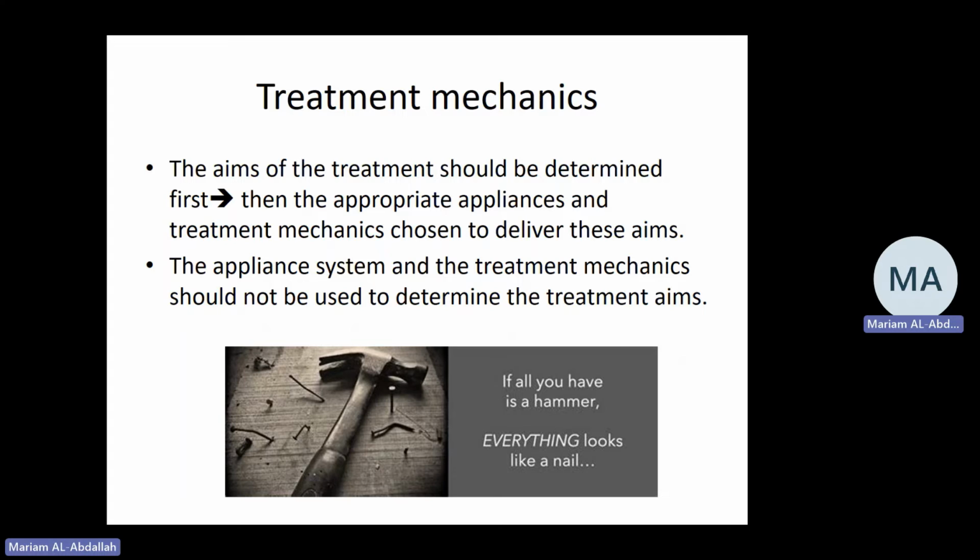Okay, the appliance system and the treatment mechanics should never be used to determine the treatment aims. You decide on your treatment aims first, and then you choose the appropriate appliance. Okay. It could be functional appliance, it could be fixed appliance type A, type B, type C, whatever. Okay, so it's important not to limit the appliances based on your limited expertise and use it for every patient.